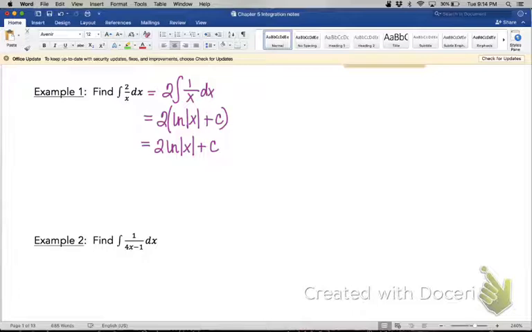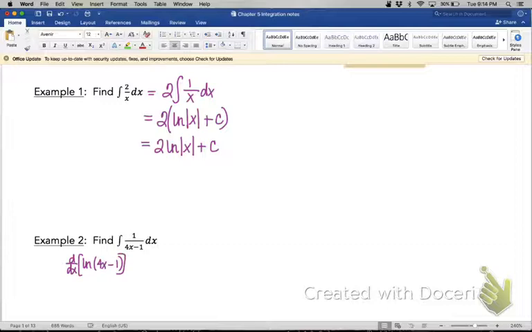All right, example 2. We want to take the integral of 1 over 4x minus 1 dx. If we think about how that should work, again, we have to think about that chain rule. This is what was on the inside, 4x minus 1. So let's come back and think for just a second. Let's say that all I did was the natural log of 4x minus 1, and we took the derivative of this.